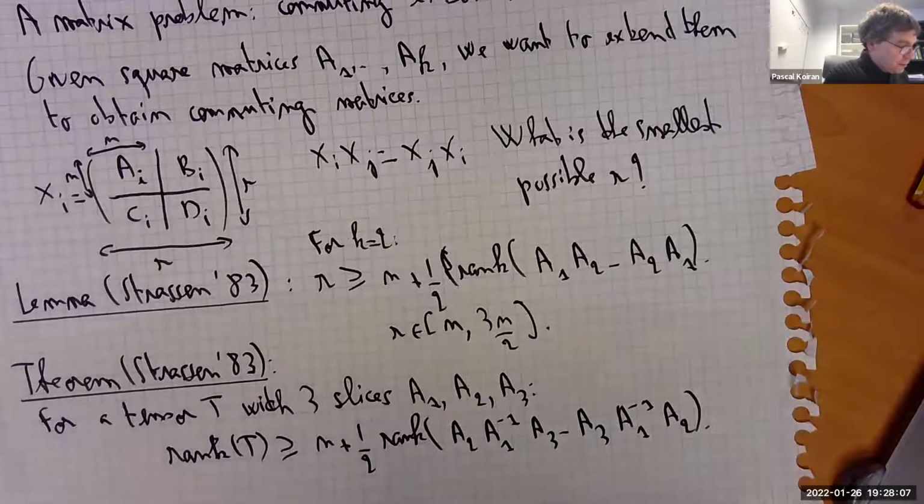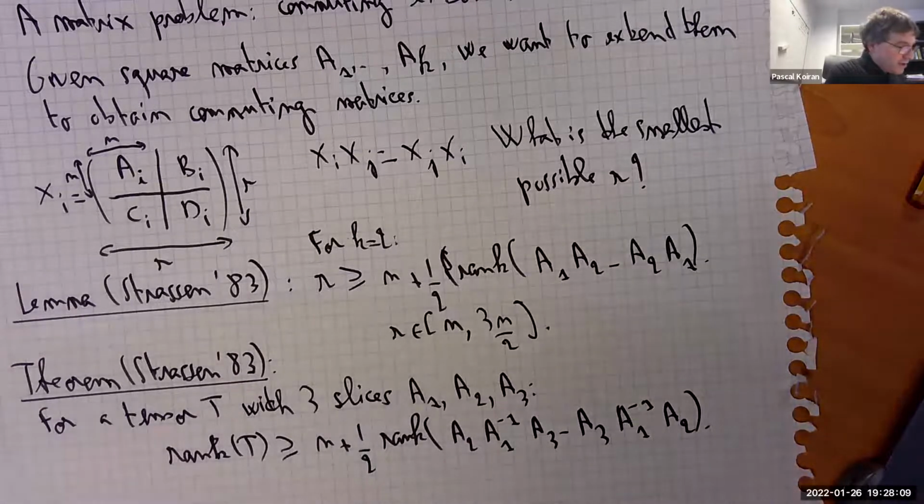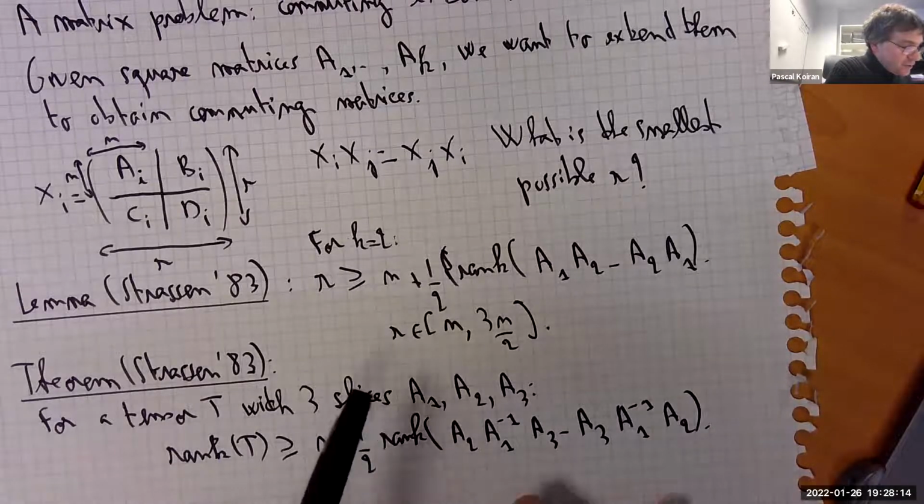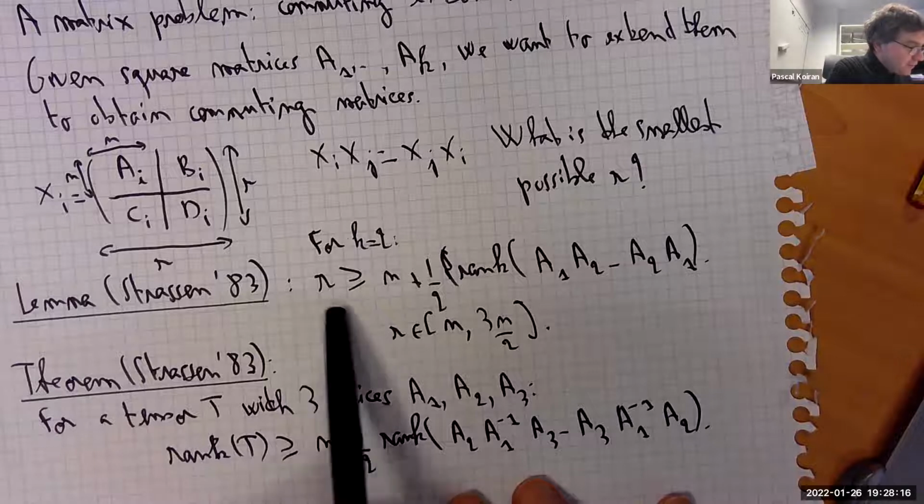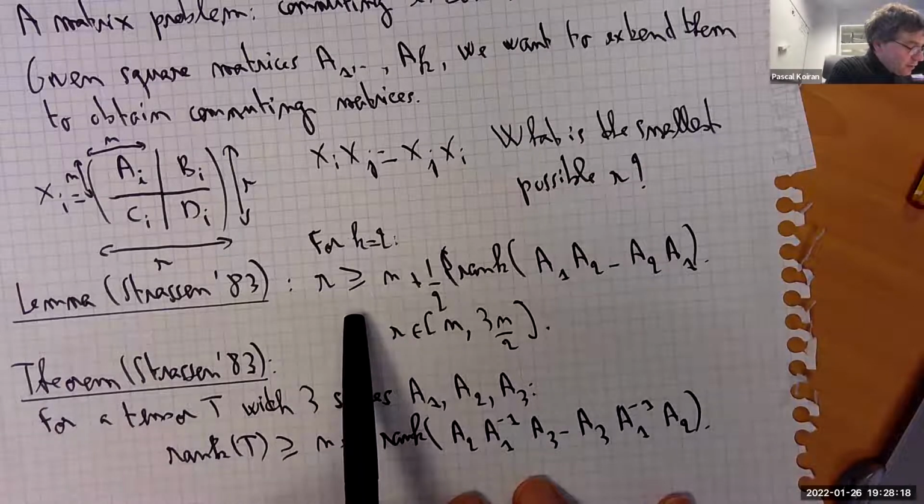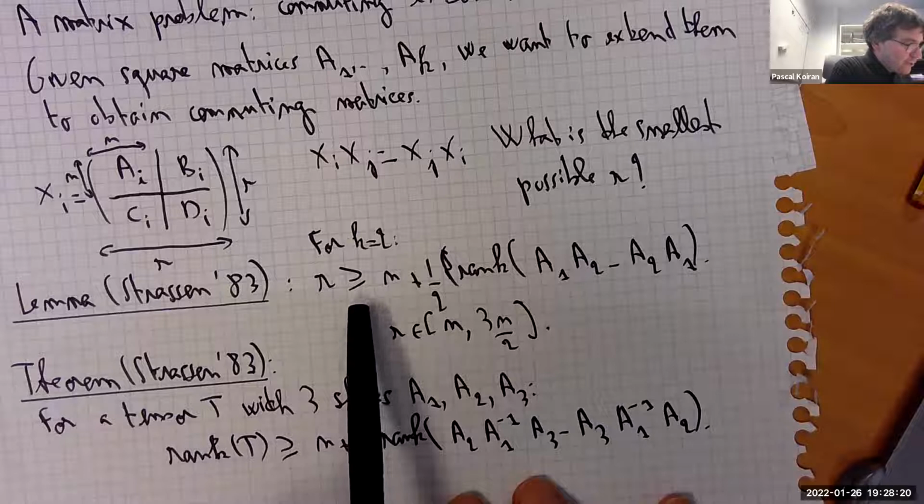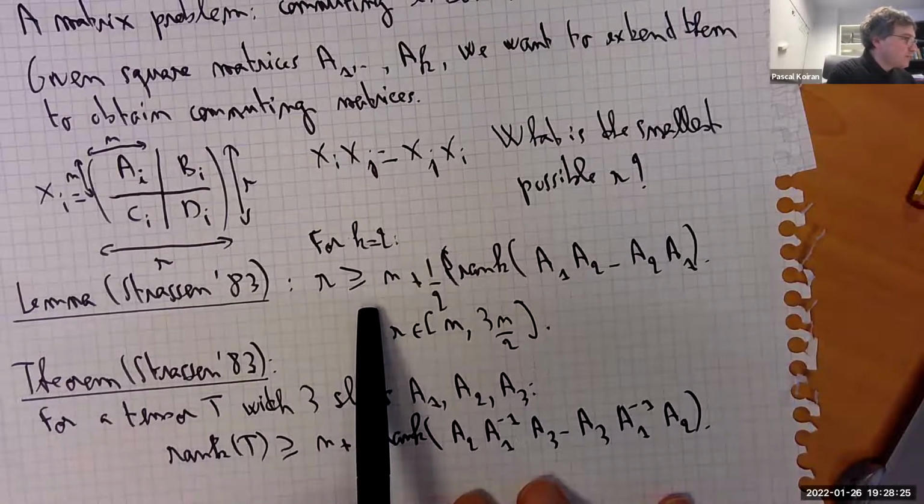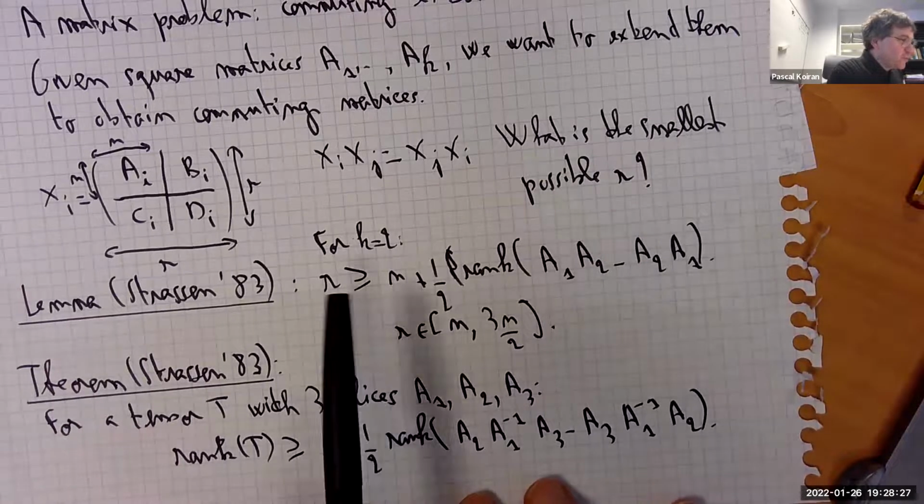So I should say right away that in the literature, this is the one and only lower bound result that I could find on the size of commuting extensions. And actually, I should mention this term, commuting extensions.